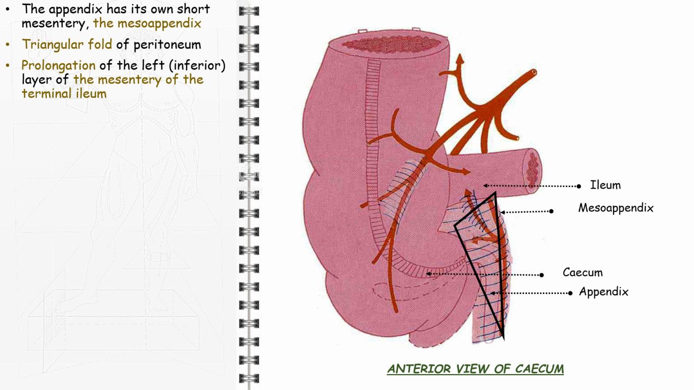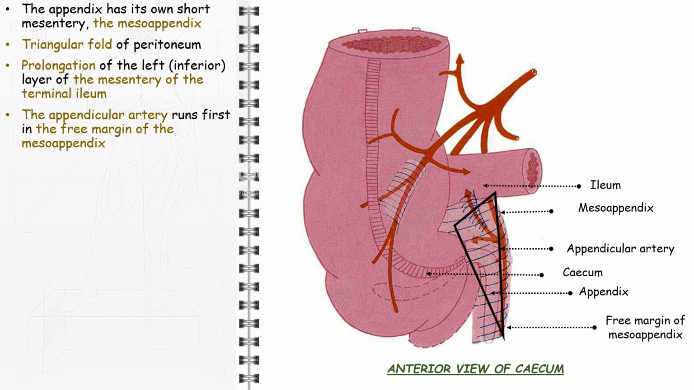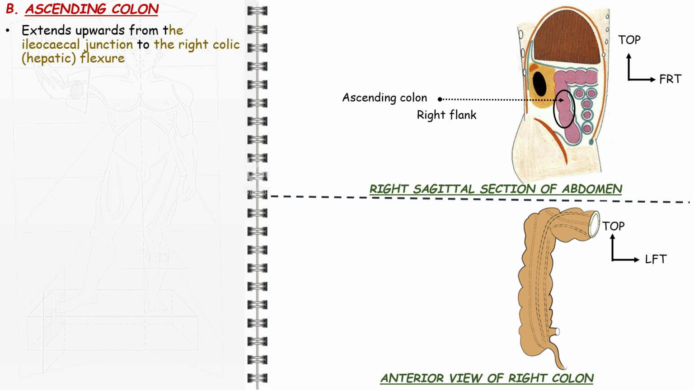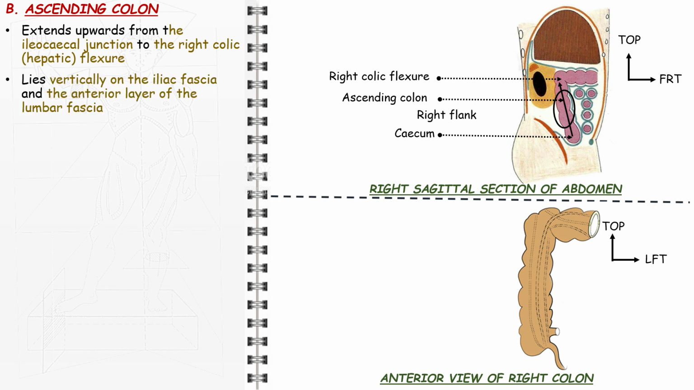The appendicular artery runs first in the free margin of the mesoappendix. The ascending colon extends upwards from the ileocecal junction to the right colic flexure. It lies vertically on the iliac fascia and the anterior layer of the lumbar fascia. Its sacculated surface contains 7 to 8 haustra.